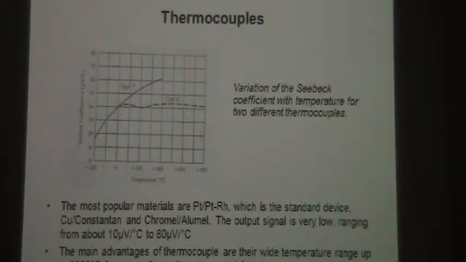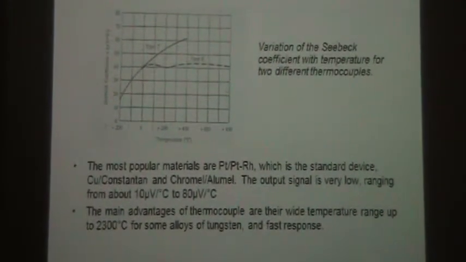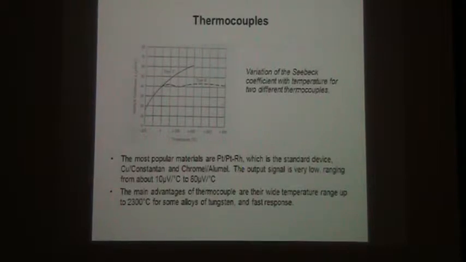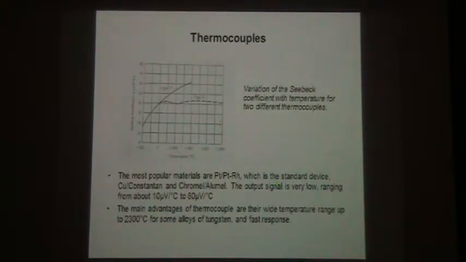Thermocouples. Now, calibration curves: variation of the Seebeck coefficient with temperature. The most popular is copper-constantan, so we can do this ourselves in our lab, soldering two wires, copper and constantan. We have chromel-alumel, and we have a combination of platinum and rhodium, a platinum-rhodium alloy. They are standard devices. The calibration curve is not linear. The output signal is very low, ranging between 10 microvolts per degree centigrade and 80 microvolts per degree centigrade.